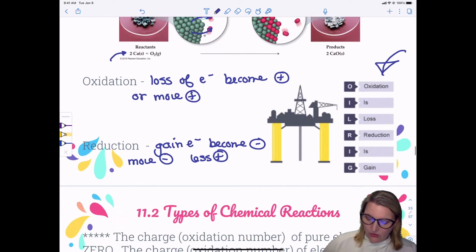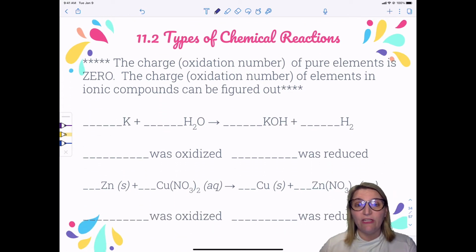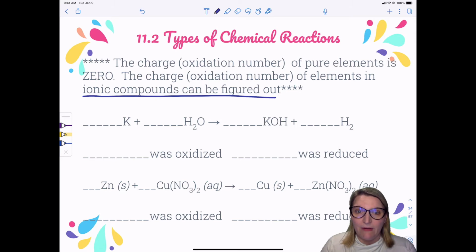Okay? So how are you going to tell? Well, basically you're going to have to look at the charge difference. What is the charge of the element on one side? What is the charge on the element on the other side? And how do those compare? And then by looking at how the charge changes, you can figure out, well, did it lose electrons or did it gain electrons? So how you are going to do that is for ionic compounds, right? Ionic compounds, you can figure out the charge. That's from the periodic table.